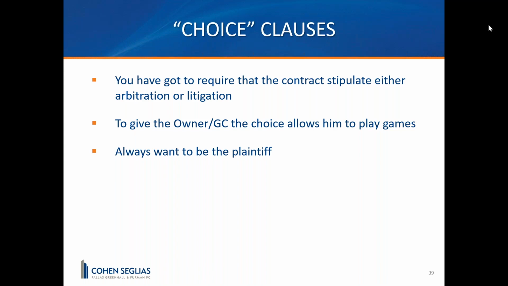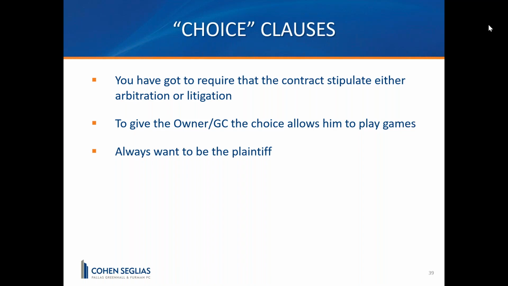Since you always want to be the plaintiff, this could allow an owner, once they're sued in, say, arbitration, to make the decision it should be in litigation and file a suit in court to become the plaintiff as opposed to the defendant in the arbitration. Some courts will allow owners to get away with that. Some courts won't, and it becomes a crapshoot. So if you see a clause in one of your contracts with regard to owner or GC's choice of the forum for litigation, it's always a good idea to make them choose at the time of execution of the contract and not at the time of the dispute.